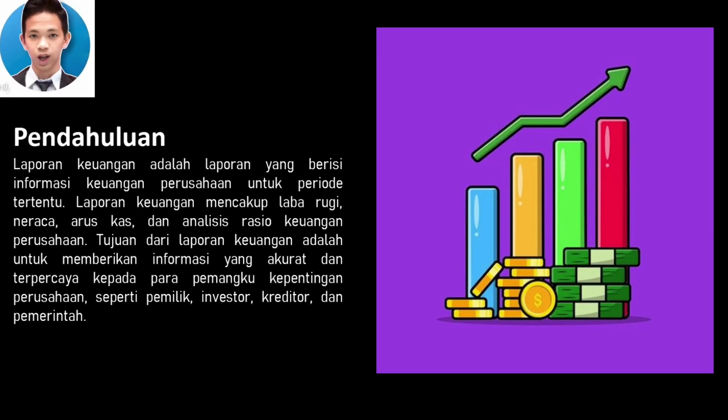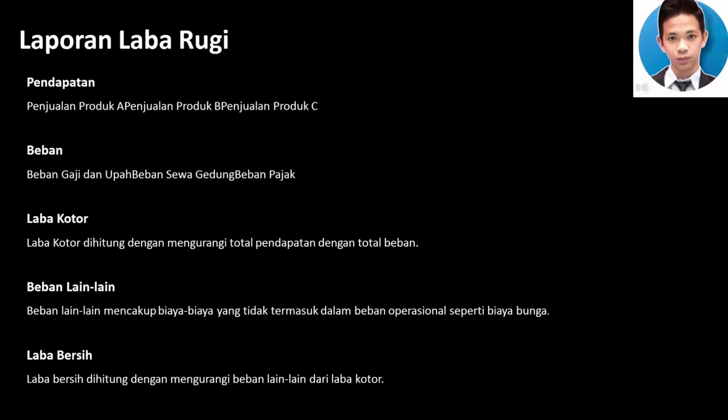Introduction. A financial report is a document that contains financial information about a company for a specific period. The financial report includes the income statement, balance sheet, cash flow statement, and financial ratio analysis of the company. The purpose of the financial report is to provide accurate and reliable information to stakeholders of the company, such as owners, investors, creditors, and the government.